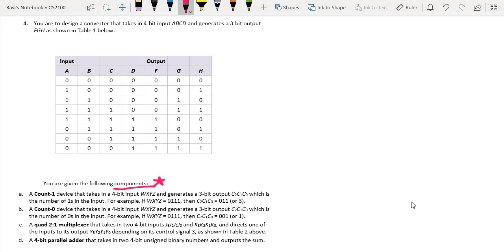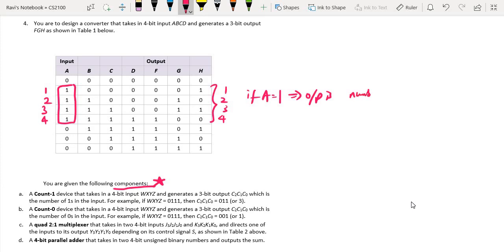Okay, so let's look at it, and after some analysis, you can see that in the situation when A is 1, the output here is actually the number of ones. If you look at it, you have 1 one here, the number here is 1. You have 2 ones here, the number here is 2. You have 3 ones here, the number here is 3. The 4 ones here, the number here is 4. So from this, what you can conclude is, if A is equal to 1, the output is the number of ones. Now, the next thing is when A is 0.